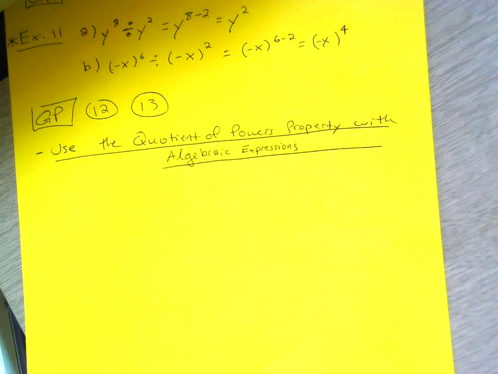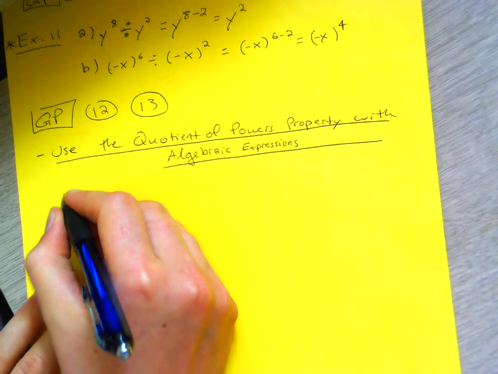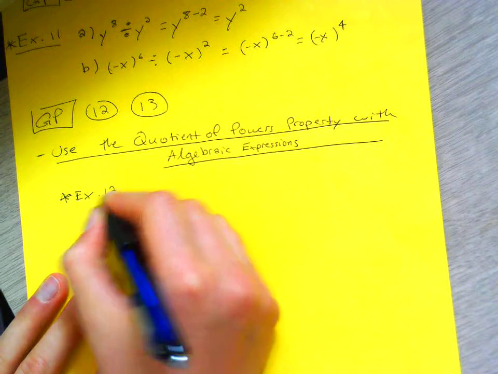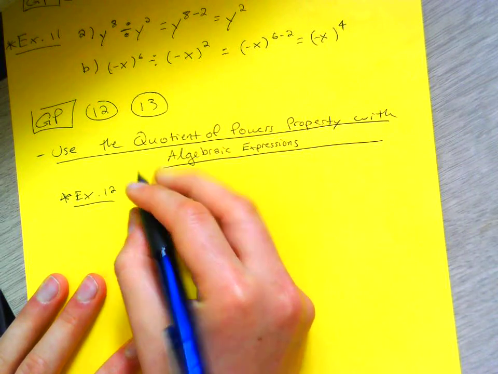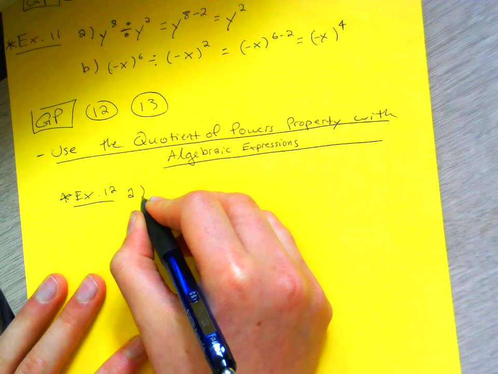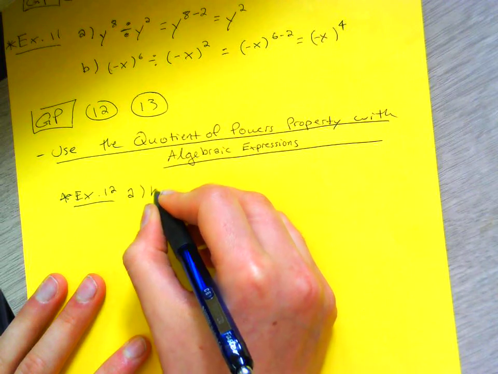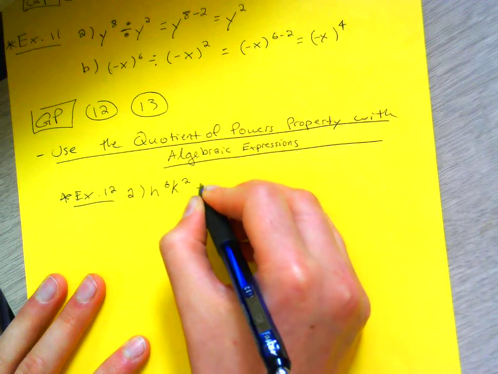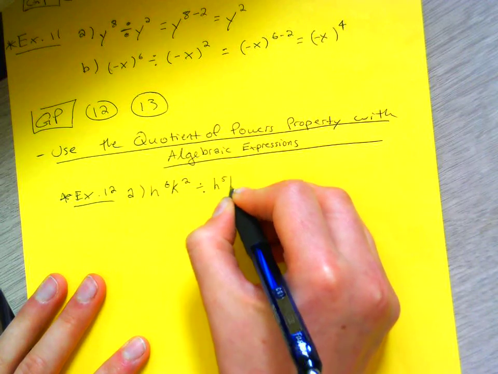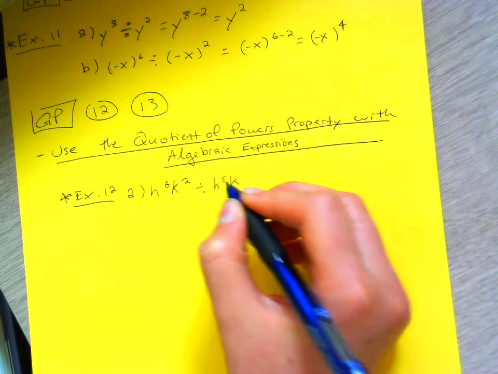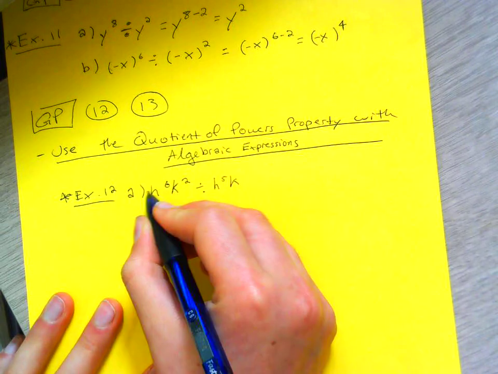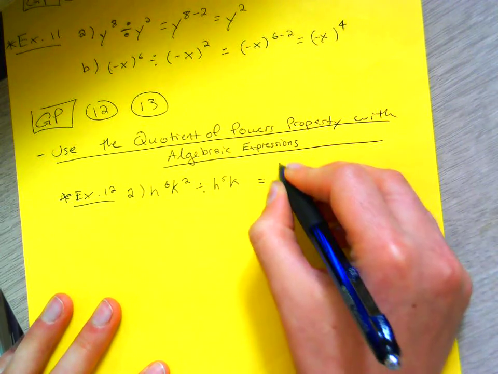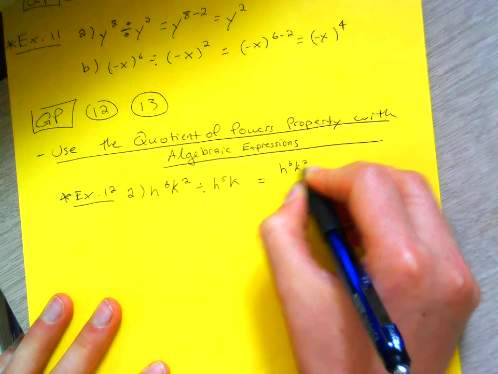Let's try an example. This first example is example number 12. Let's give it a try. A. Simplify each expression. Write your answer in exponential notation. h^6 k^2 divided by h^5 k. For the solution, we can write this as the first term over the second term. So it equals h^6 k^2 over h^5 k.